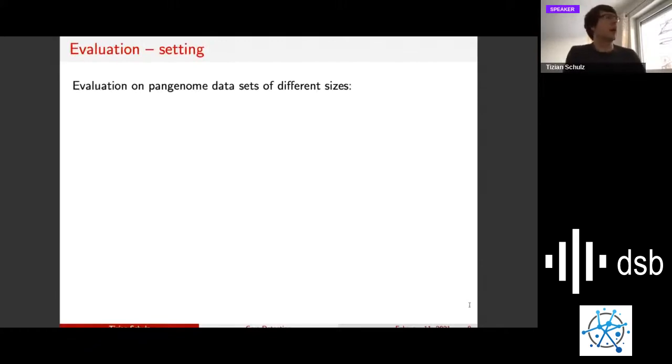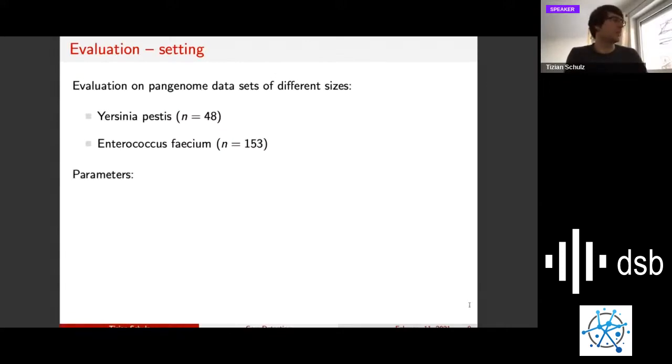Okay, so how does it perform? For this, we have done an evaluation with different pangenome data sets. One that I would like to present here is a Yersinia pestis data set of 48 strains in total, and an Enterococcus faecium data set of 153 genomes in total. Both data sets were tested for different parameters, for different values of k.